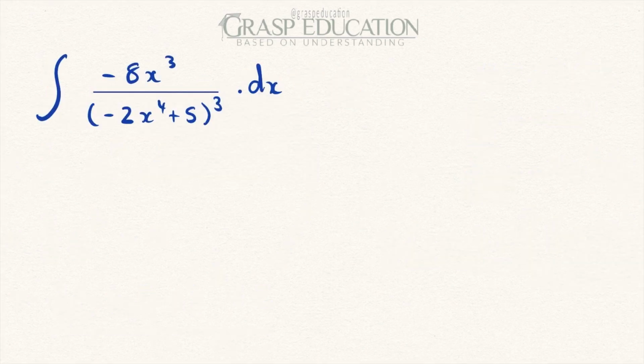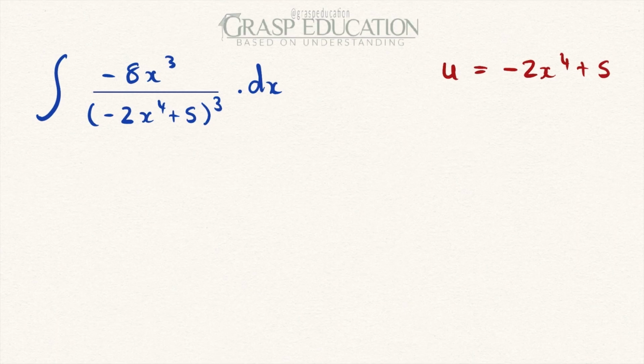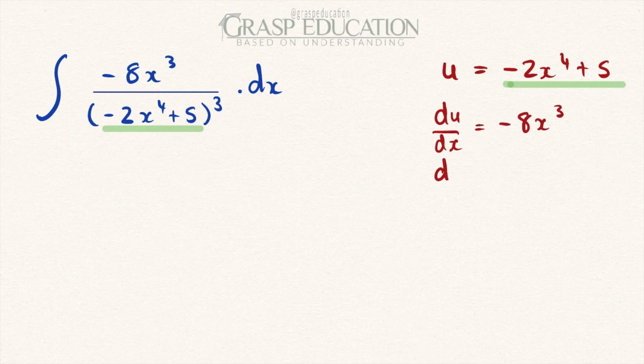Let's try another example where I have to represent everything in terms of u in order to integrate. So I'm going to set u to be minus 2x to the power 4 plus 5 because this will represent everything inside the bracket. And then by taking the derivative of this, du dx, I will get minus 8x to the power 3. Remember, we can rewrite this as du equals minus 8x to the power 3 dx. And that will represent everything else in my expression. Minus 8x to the power 3 dx is now represented by du.